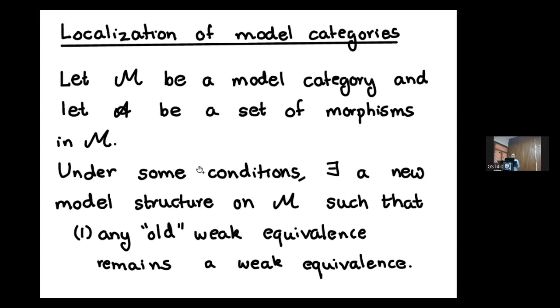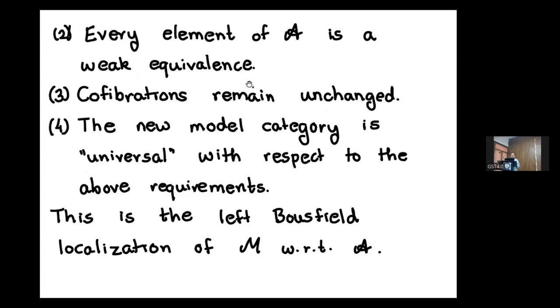Then, under some conditions, which we will not necessarily specify, there exists a new model structure on M such that even this set A becomes weak equivalences. So any old weak equivalence remains in the new structure. Also, every element of A also becomes a weak equivalence. The cofibrations remain unchanged. And the new model structure that you have is somehow universal with respect to these requirements.